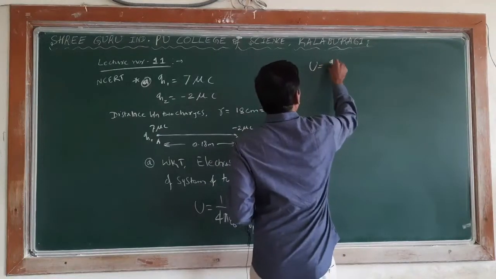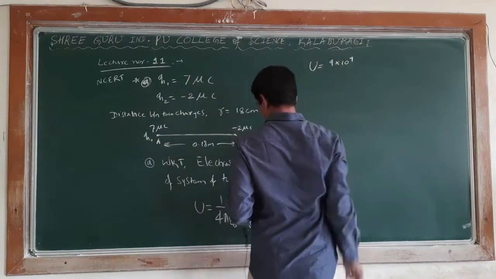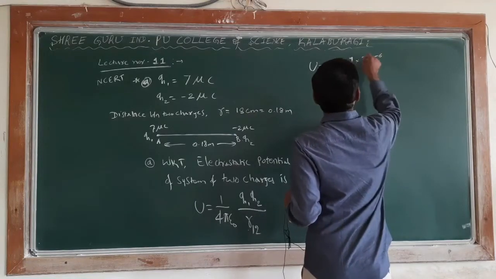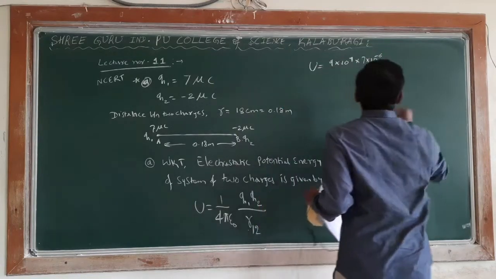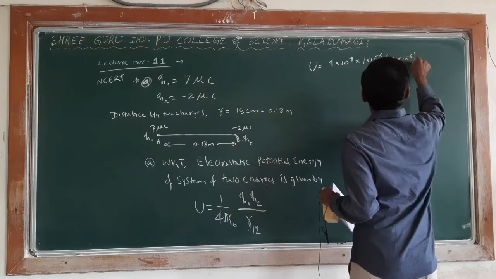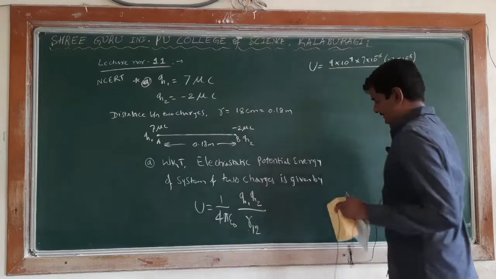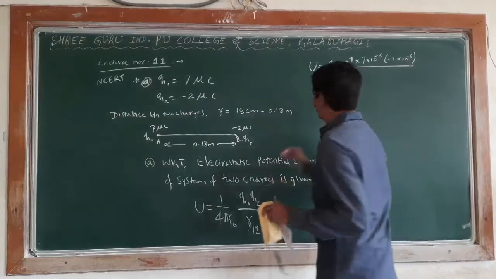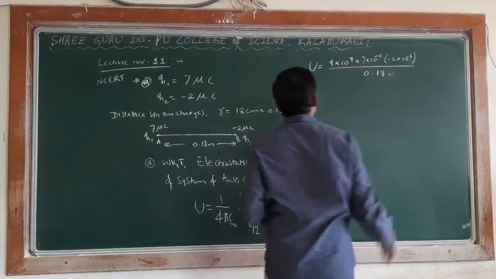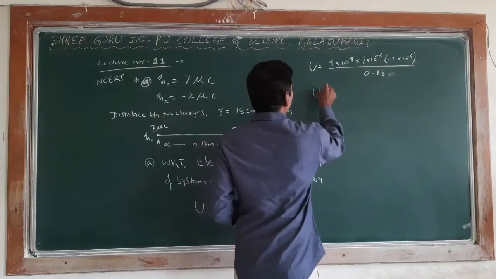So k is equal to 9 into 10 to the power 9. Q1 is 7 into 10 to the power minus 6, 7 microcoulomb. And Q2 is minus 2 into 10 to the power minus 6 coulomb, divided by R12, that is 0.18 meter. So now simplify this and you will get the answer.